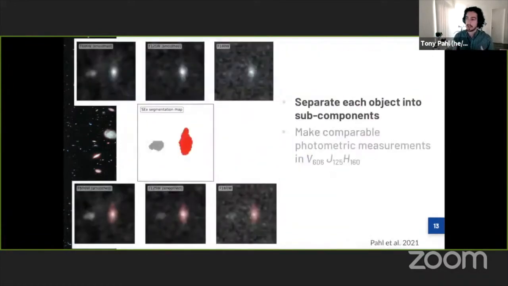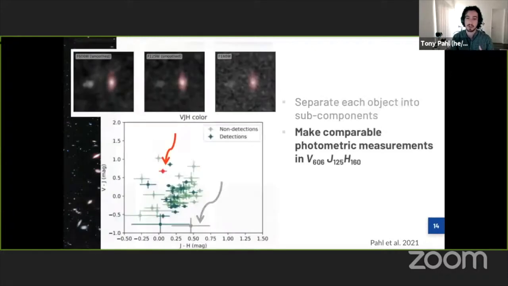So in order to look at these objects on the color diagram, we first need to separate each object into subcomponents to look for those low redshift interlopers. So here's an example of one object that was separated into 2 subcomponents using Source Extractor. Now that we have these 2 subcomponents, we can make comparable measurements in V, J, and H and place each subcomponent on the VJH color diagram to see if there's evidence of contamination.